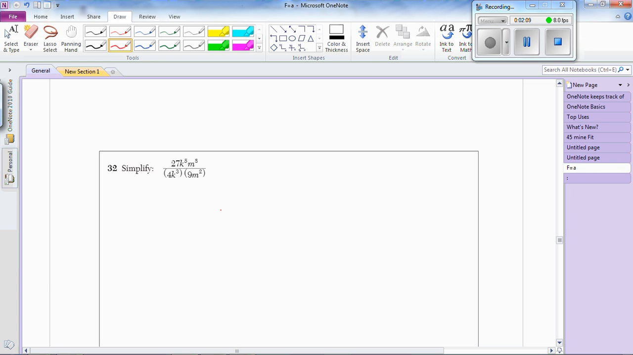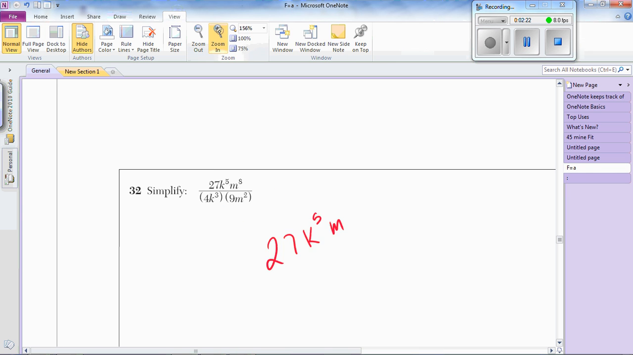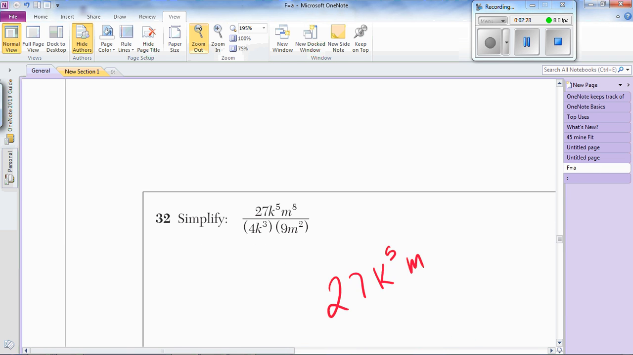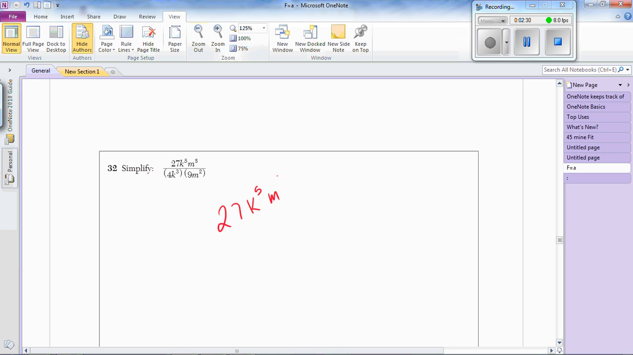Alright, let's take a look at this. This is 27 k to the 5th m to the... Honestly, I have no idea what that says. I'm going to have to blow that up, my old eyes. Alright, so that's an 8. So m to the 8th. Maybe I should have my glasses on. So this and then is 36 k cubed m squared.